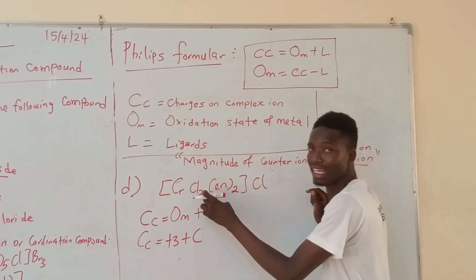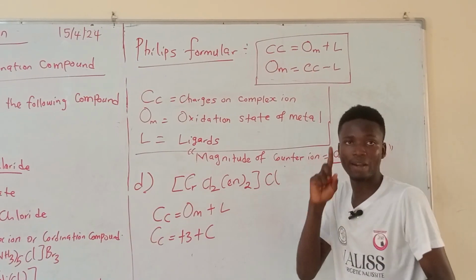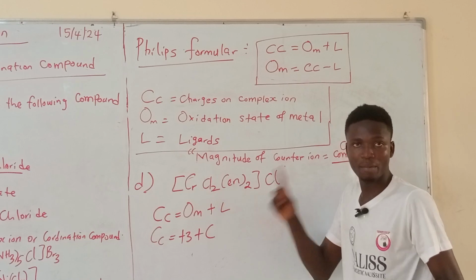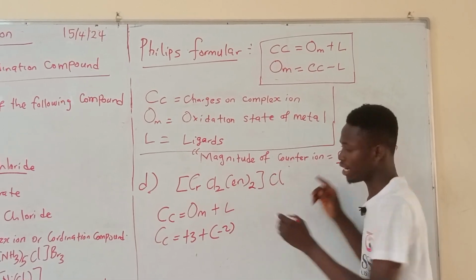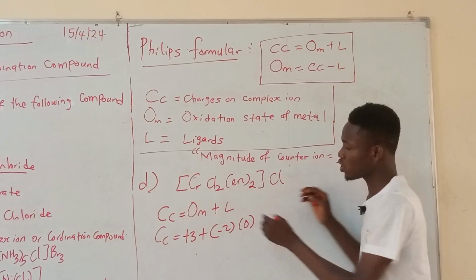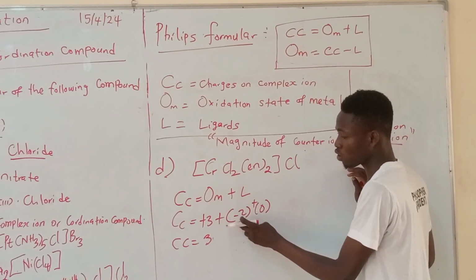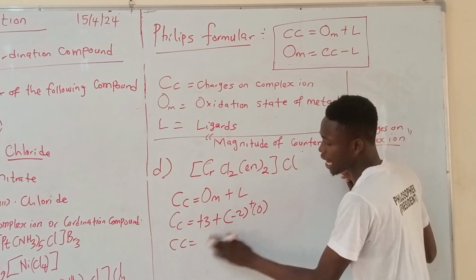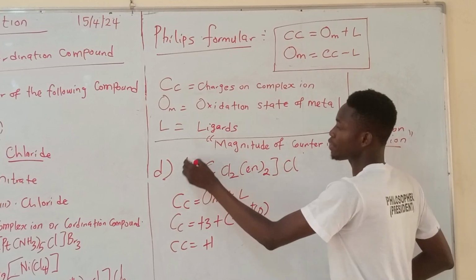So this chloro is not a neutral ligand, it's an anionic ligand. And one chloro means -1. We have 2 here. That means that will be what? -2. Then ethylene diamine is a neutral ligand. It's going to be what? 0. 0 times 2 is still what? It's still 0. By the time you do this, that will be what? 3. Plus times minus is what? Minus. 3 minus 2 will be what? That will be 1. That means the charge on this complex ion is +1.